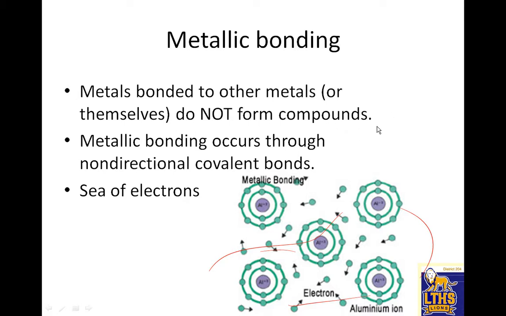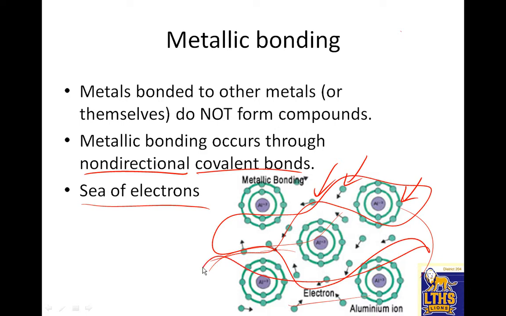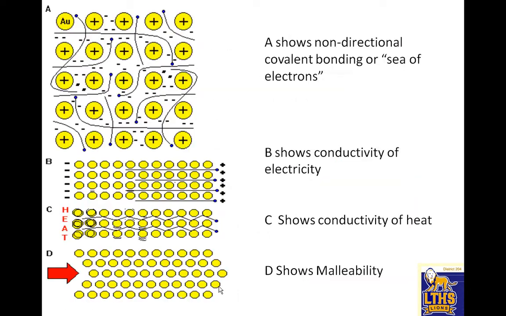They're just bonded to themselves. Okay, and all those electrons that can move around and be shared, we call non-directional covalent bonding. They're not stuck between two atoms sharing. That's covalent. All of these valence electrons are allowed to move throughout the metal. Okay, so can we explain its properties based on this?